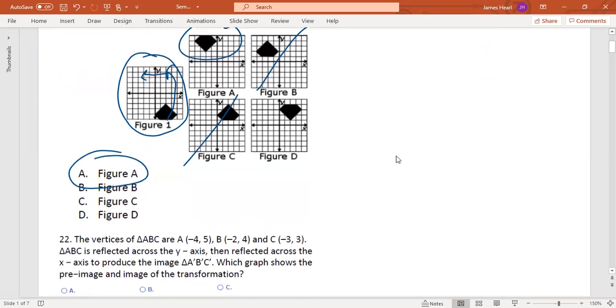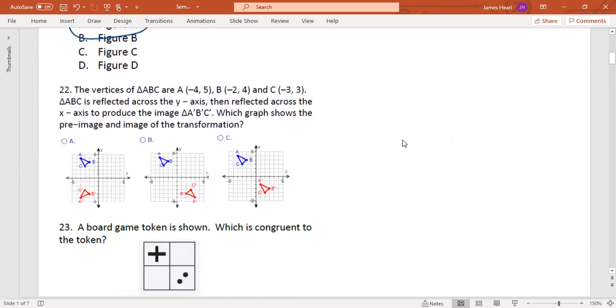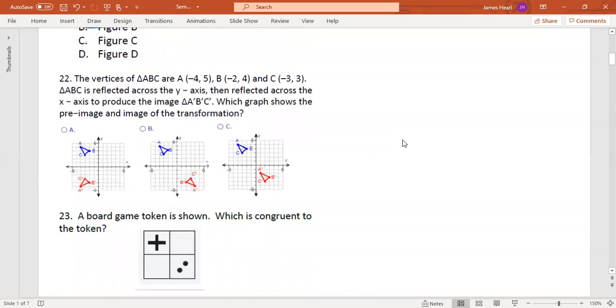For 22, we're given some vertices, and then we're told they're reflected across the y-axis and then reflected again across the x-axis to produce the image. So basically, which one of these shows that? As a reminder, reflection across the two axes is also a rotation of 180 degrees. So we're basically looking for the one picture out of the three here where it shows that it's been turned around, and the only one that matches up has to be B.